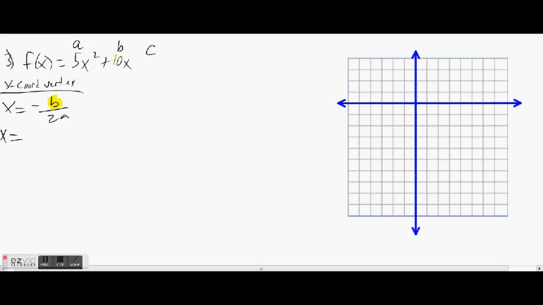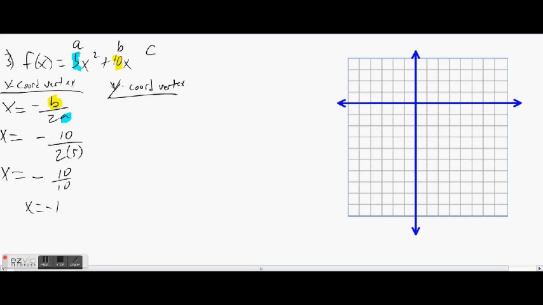-b. Well, b is 10. So I have -10 over 2 times a, which is 5. So 2 times 5. x equals -10 over 10. So x equals -1. Now, y coordinate of the vertex.